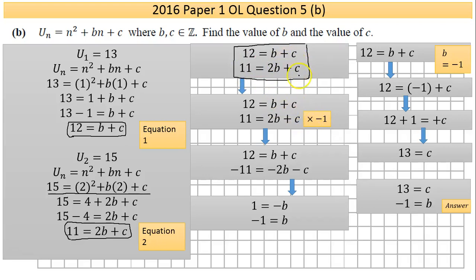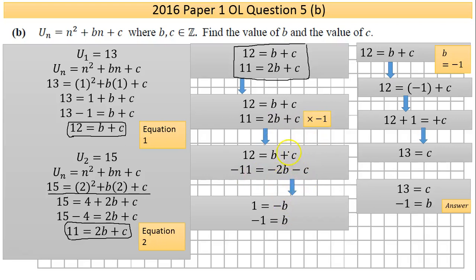I don't have to increase their size. I just have to change the sign of one of them. I'm choosing to do this by changing the sign of the second equation. So I can do that by multiplying across each term by -1. So the top equation stays the same. Bottom equation, 11 by -1 is -11. 2b by -1 is -2b. And c by -1 is -c. So I've just changed the sign the whole way across.